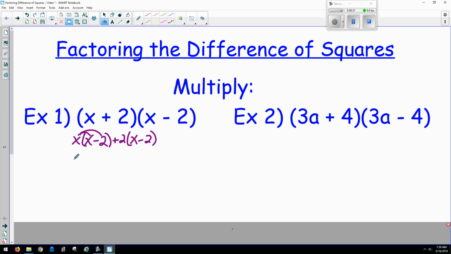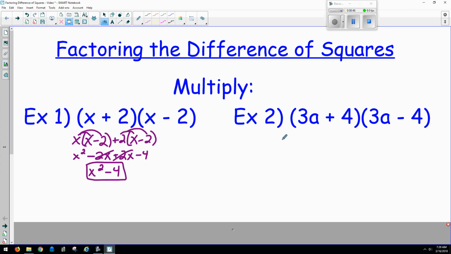And distribute the x, so we get x squared minus 2x. Distribute the 2, we get 2x minus 4. And notice that these middle two terms cancel each other out. So we just end up with x squared minus 4. Each of these are a perfect square. This is a perfect square variable. This is a perfect square. And if you take the square root of 4, you get 2.